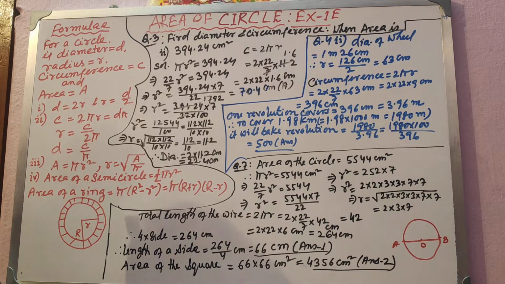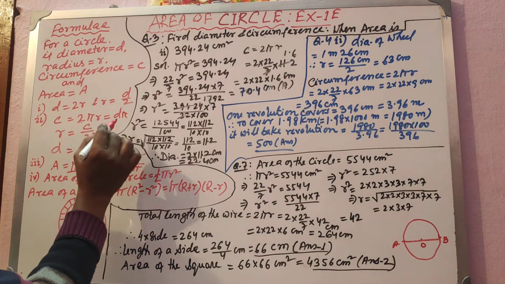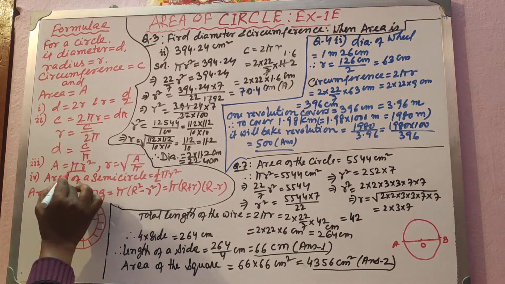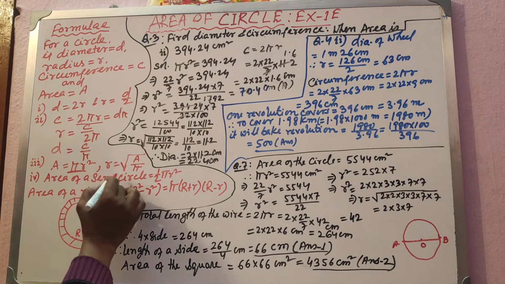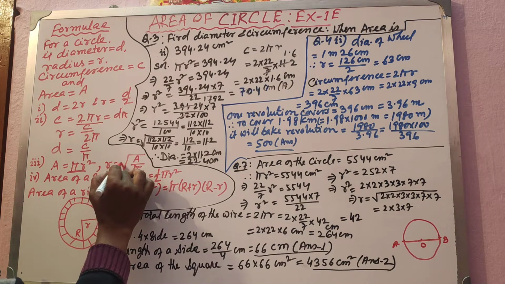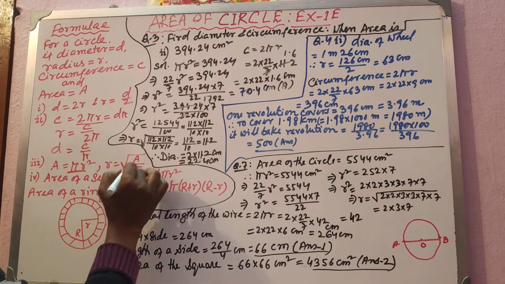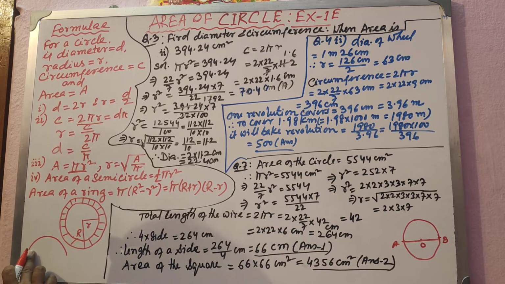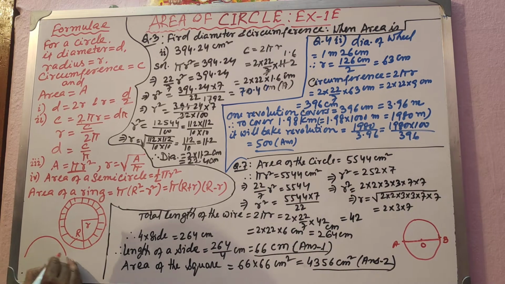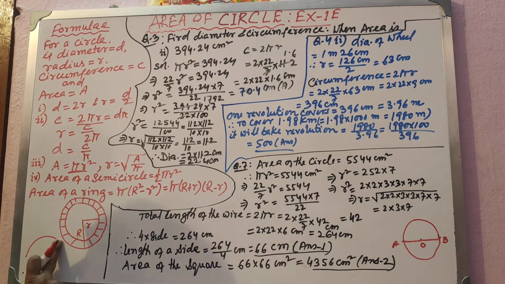Then the area of a circle is pi r square. So the circumference of a circle is 2 pi r, and the area of a circle is pi r square. To find r, it is the square root of area divided by pi. And then what will be the area of a semicircle, the half part of the circle? That will become half pi r square, half into pi r square.